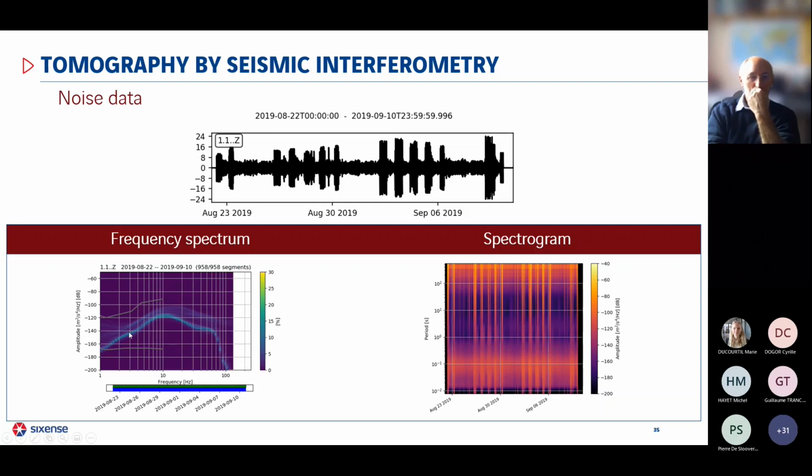And here we have the noise signal spectrum, so the amplitude as a function of the frequency. And as we see, it covers a large range of frequencies. So this signal would allow us to image the subsoil at a large range of depths. Here it goes from 1 Hertz to 100 Hertz, for example.